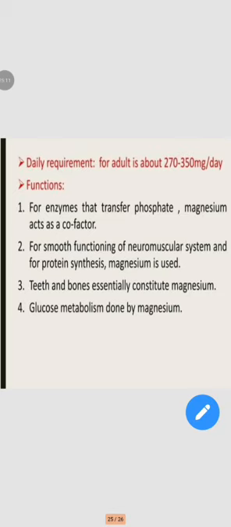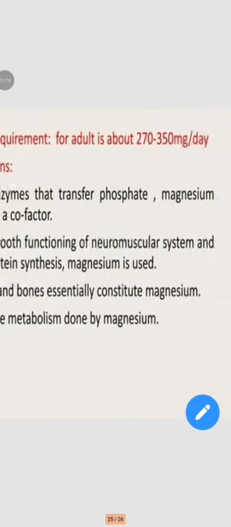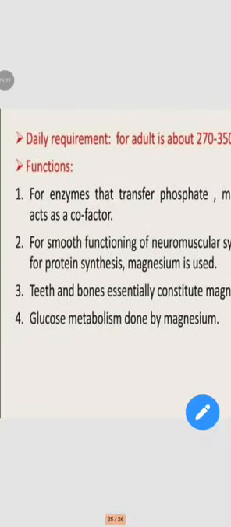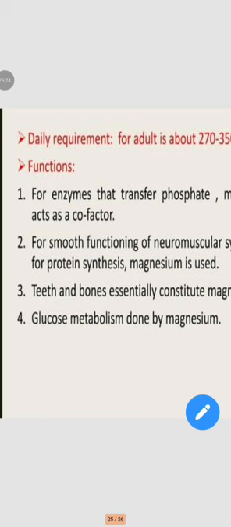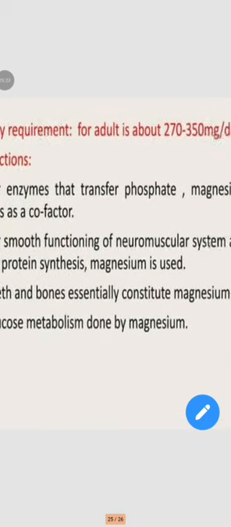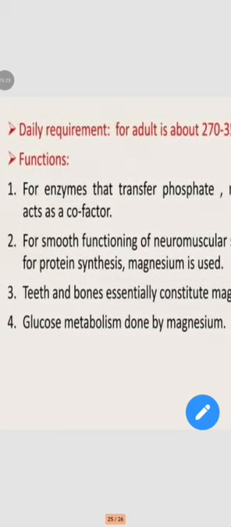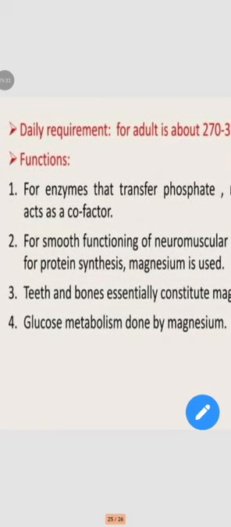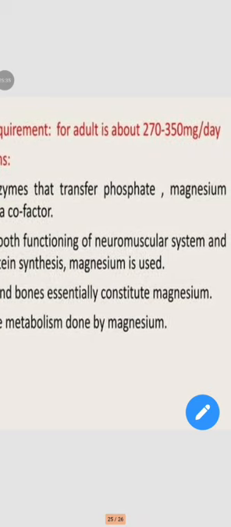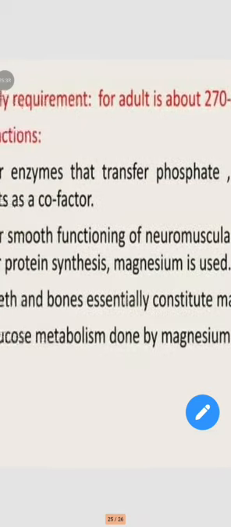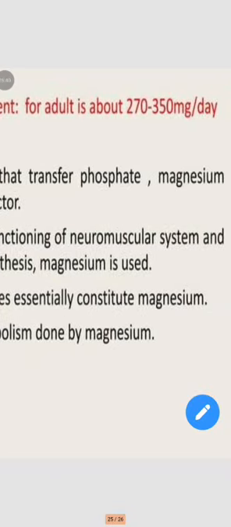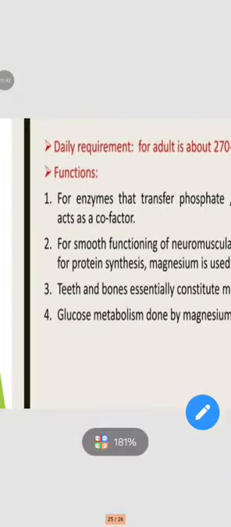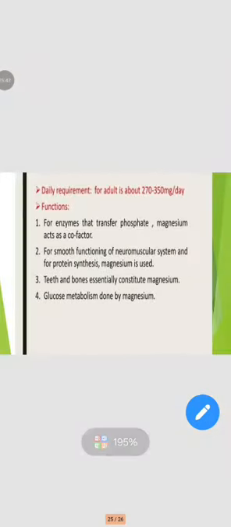The daily requirement for an adult is about 270 to 350 milligrams. Functions: for enzymes that transfer phosphate, magnesium acts as a cofactor. For smooth functioning of the neuromuscular system and for protein synthesis, magnesium is used. Teeth and bones essentially contain magnesium. Glucose metabolism is also done by magnesium.